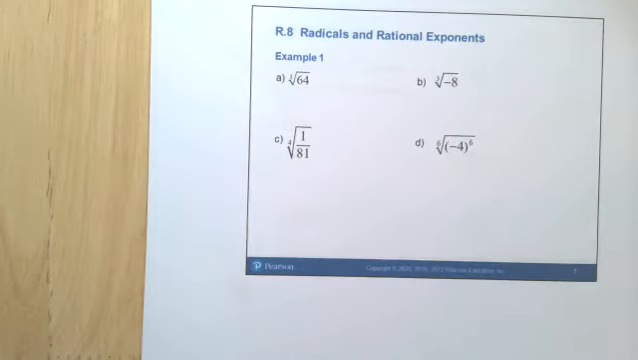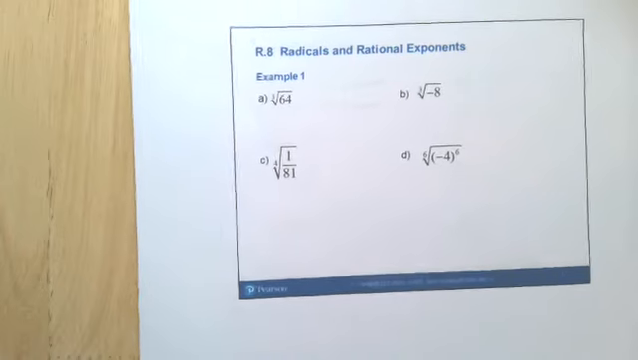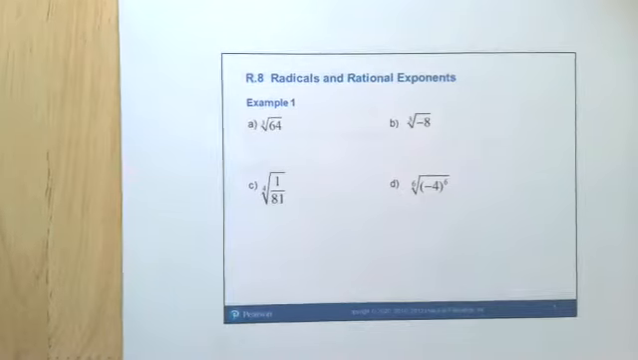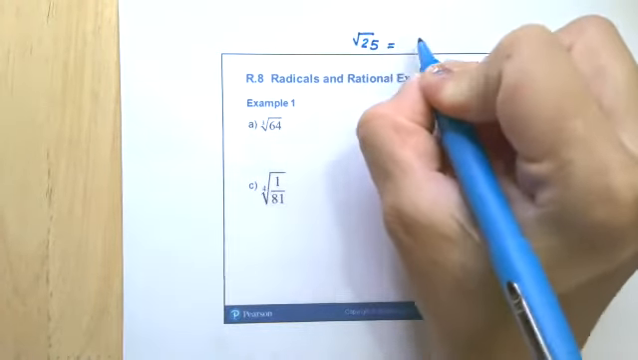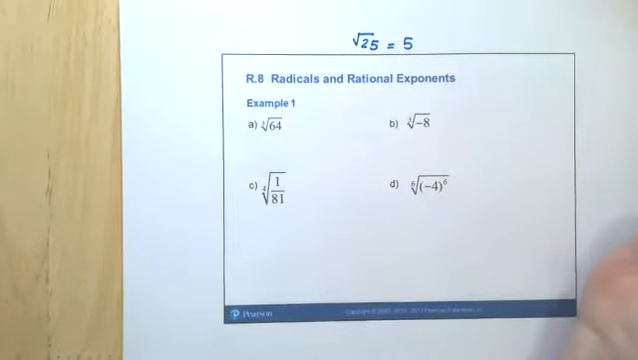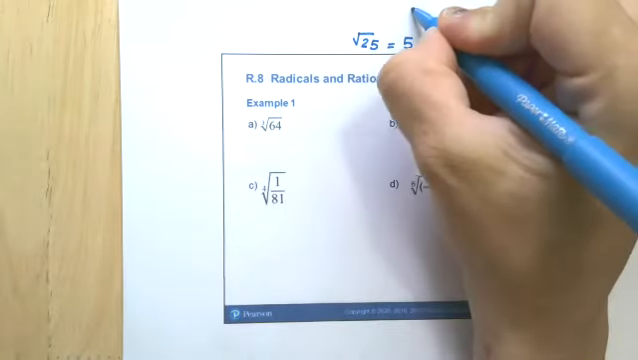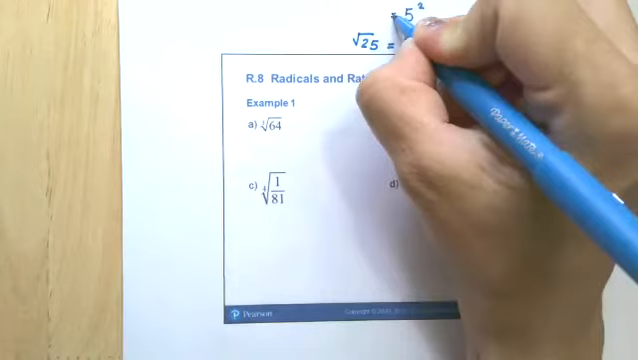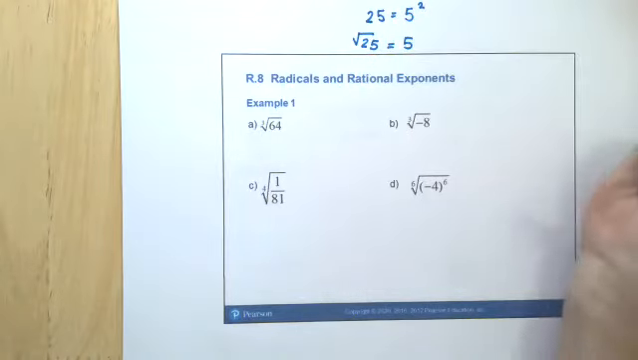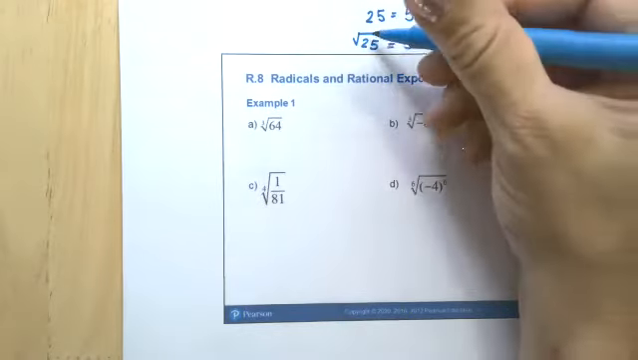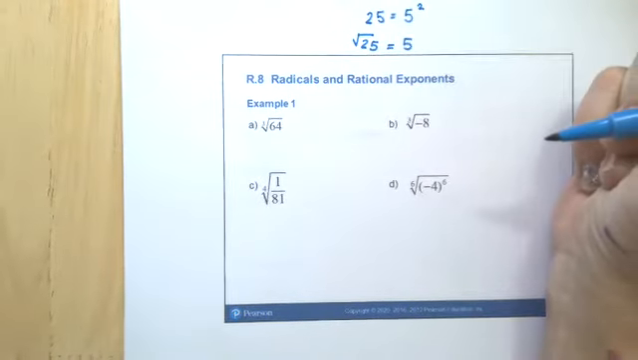Okay, radicals and rational exponents. What is a radical? It is the inverse of an exponent. So the square root of 25 is 5, right? Similarly, 5 squared is 25. That is how radicals are related to exponents.